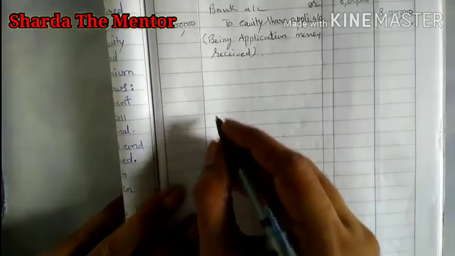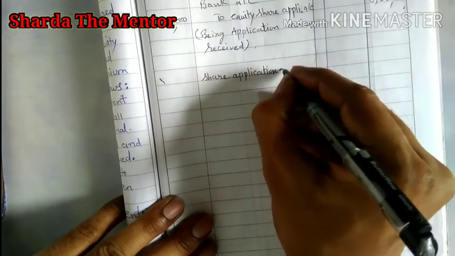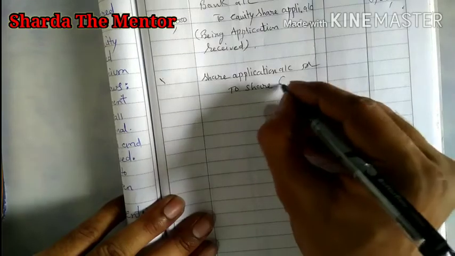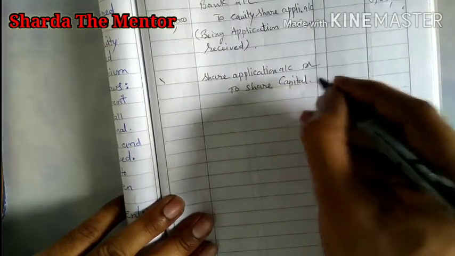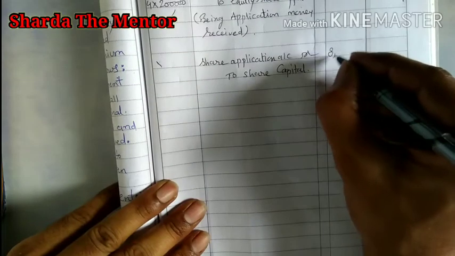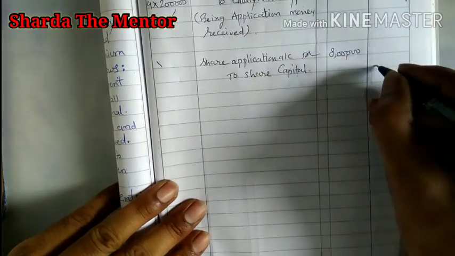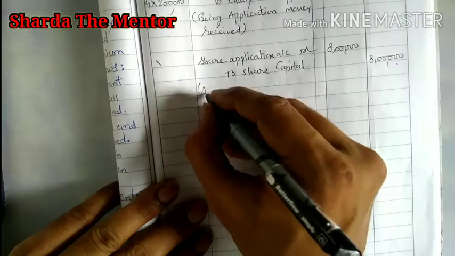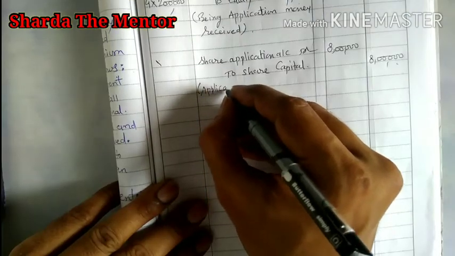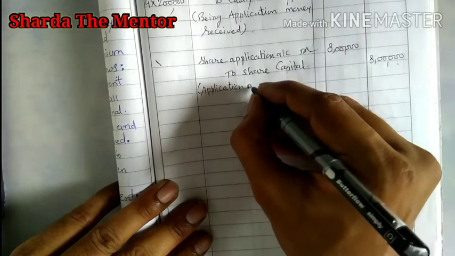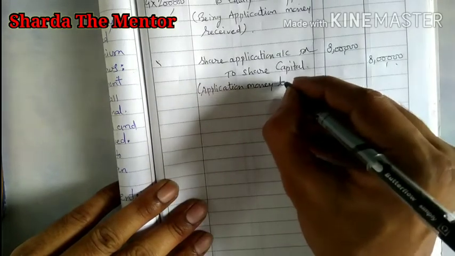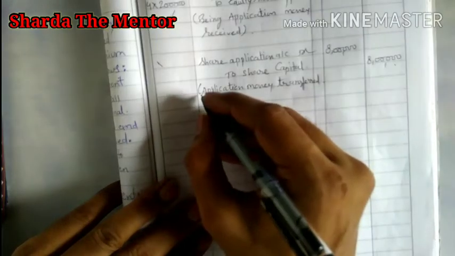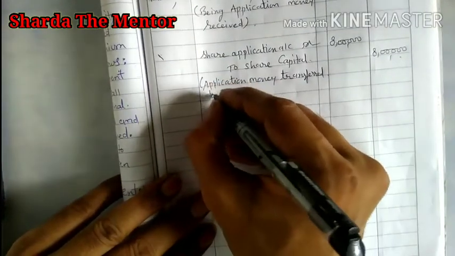The second entry will be share application account debit to share capital account. So the whole amount of 8 lakh rupees will be transferred to the share capital account. Narration: being application money transferred to share capital account.